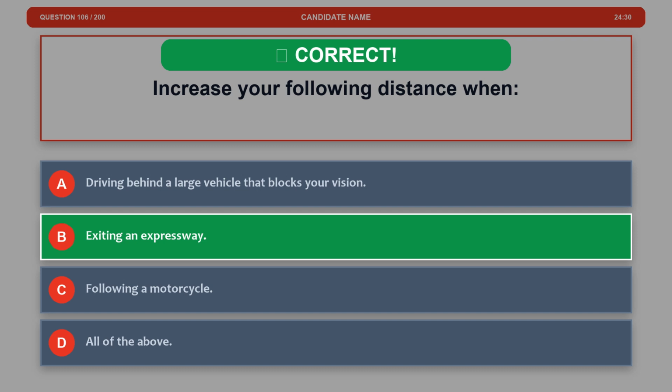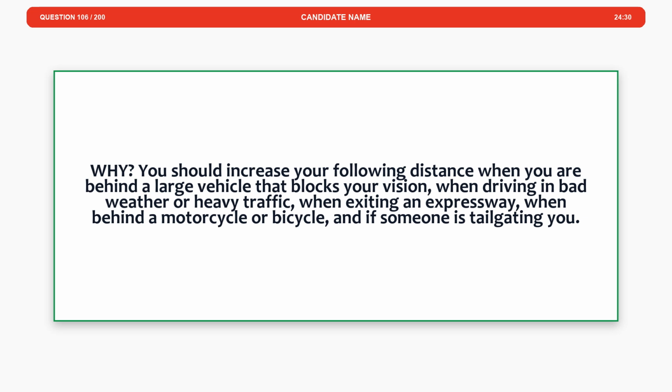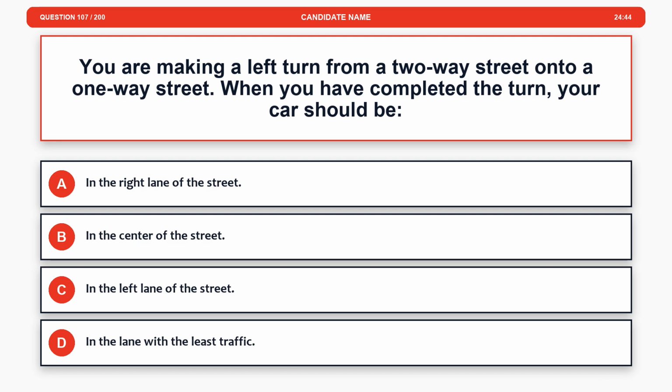The correct answer is option B, exiting an expressway. Explanation. You should increase your following distance when you are behind a large vehicle that blocks your vision, when driving in bad weather or heavy traffic, when exiting an expressway, when behind a motorcycle or bicycle, and if someone is tailgating you. Question 107. You are making a left turn from a two-way street onto a one-way street.